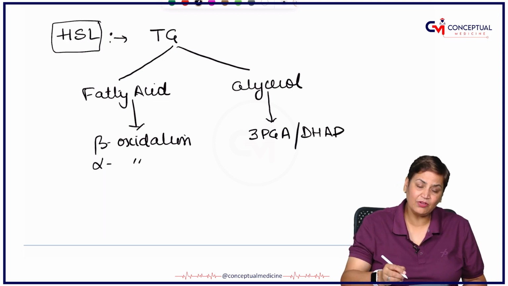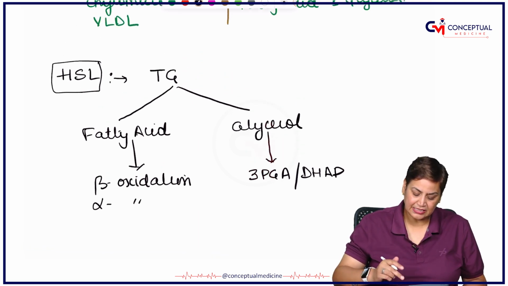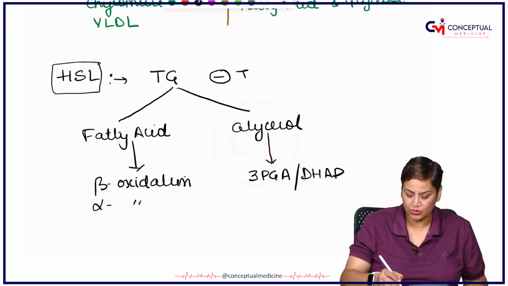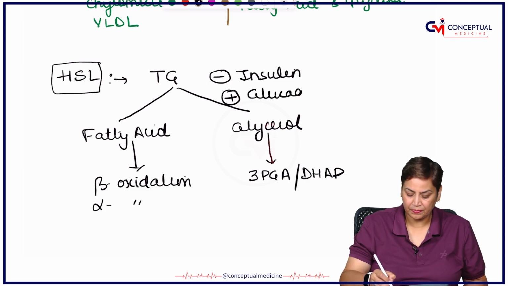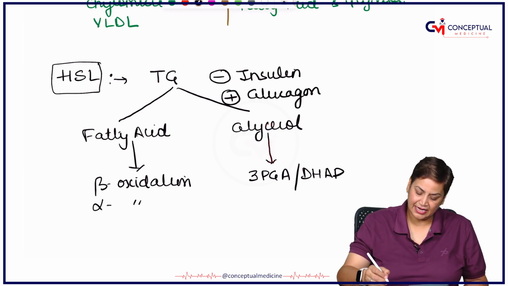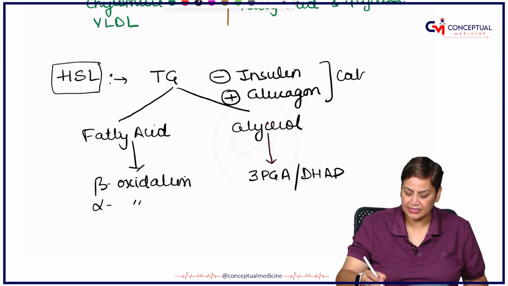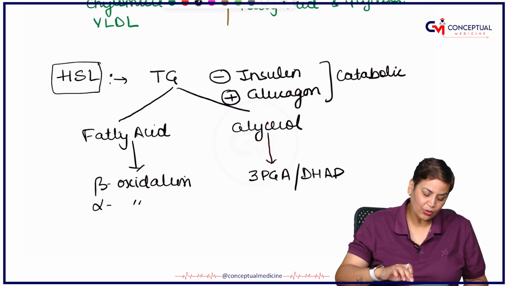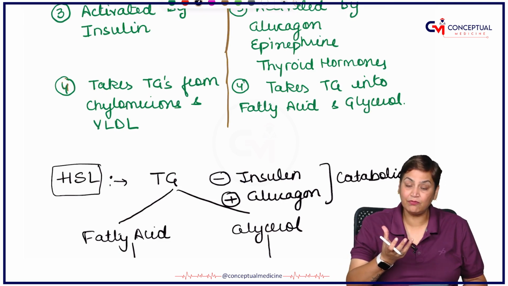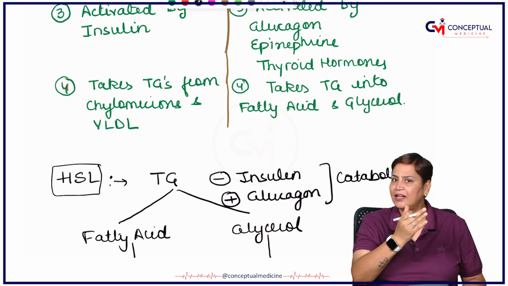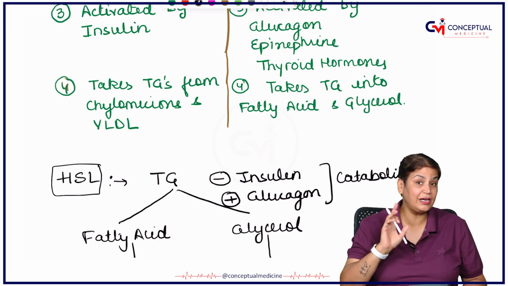Right? That is why we always say that hormone sensitive lipase is inhibited by insulin but activated by glucagon, and that is why we say it is a catabolic enzyme. And we know that insulin is an anabolic hormone. On the contrary, lipoprotein lipase is simply taking TGs out from that. It is not degrading the TGs.